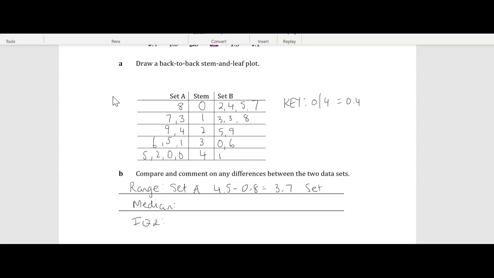And then set B, and I just realized I'm running out of room. Set B, it is 4.1 minus 0.2. So that's 3.9.